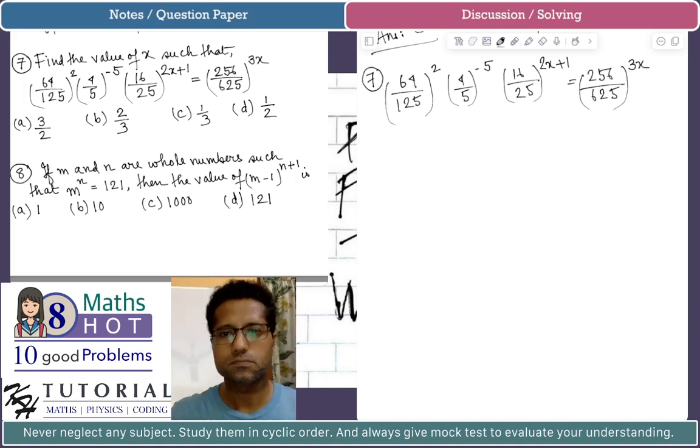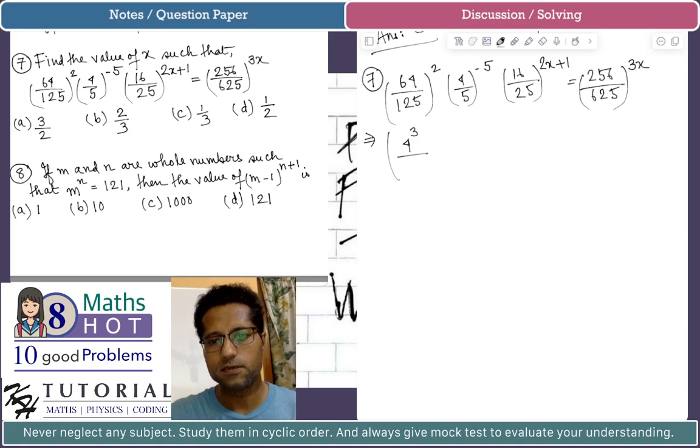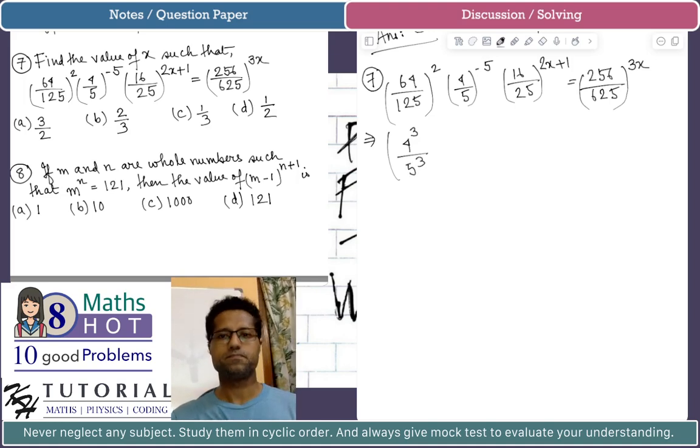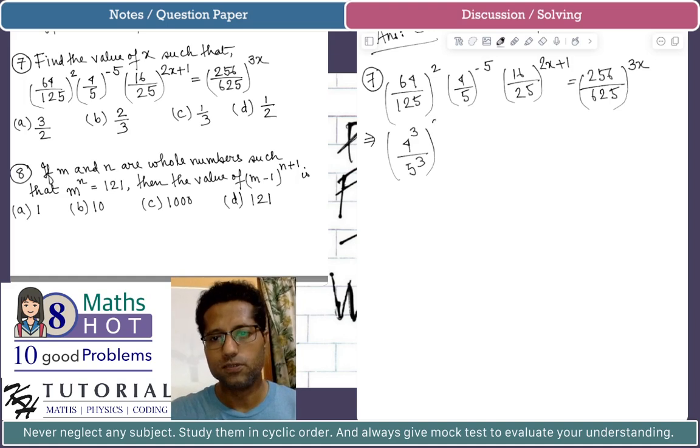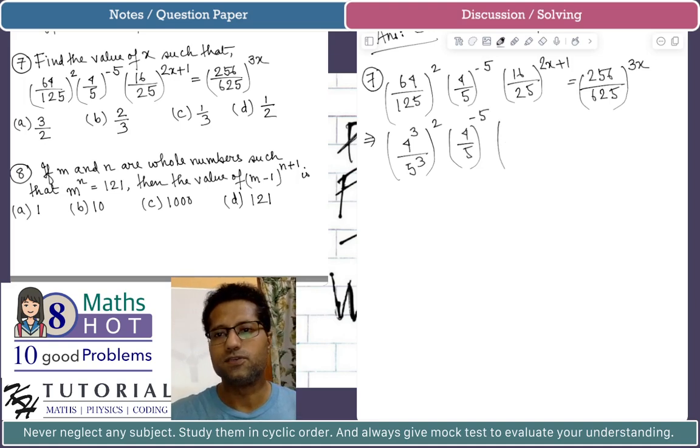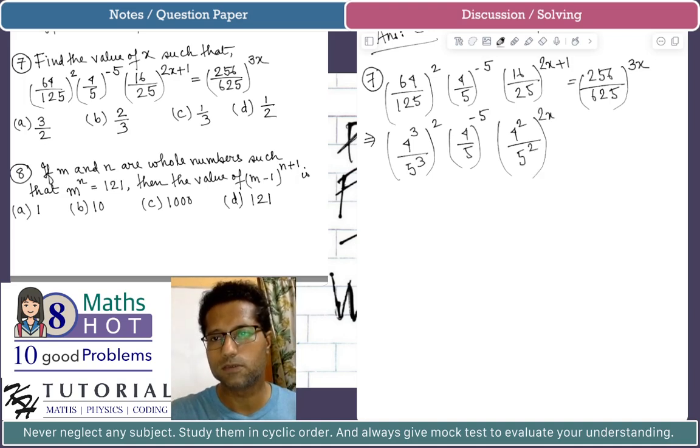Let's see. So this implies 64, I will write it as 4 cube, and 125 I will write it as 5 cube, and we have this whole raised to the power square, and from here we have 4 by 5 raised to the power minus 5, and we have 16 by 25. 16 I will write it as 4 square, 25 I will write it as 5 square, and we have this whole raised to the power 2x plus 1.